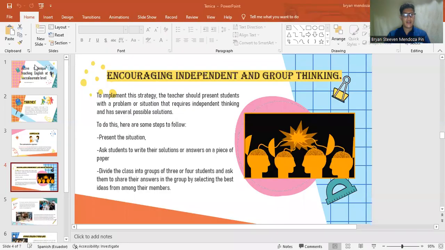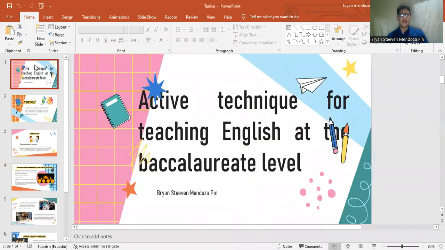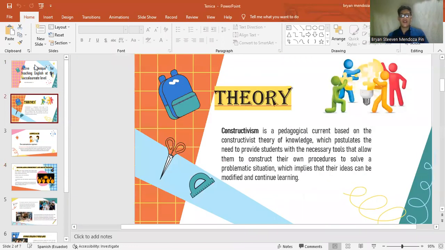So, that is it. This topic is active technique for teaching English at the baccalaureate level. So the theory is constructivism.